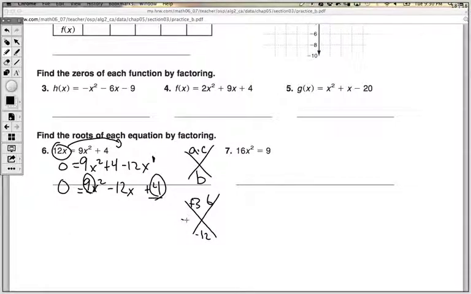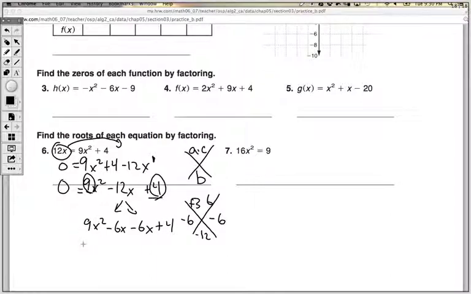Well, that would be negative 6 times negative 6. And now, folks, we have our split. The negative 12 is going to split to 9x squared minus 6x minus 6x. We're splitting it with those two negative 6's. Plus 4. All right, so let's see what we can factor here.